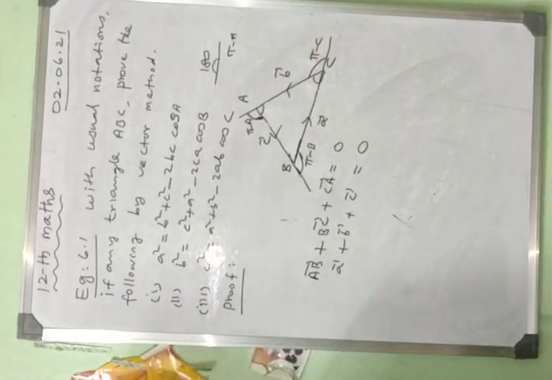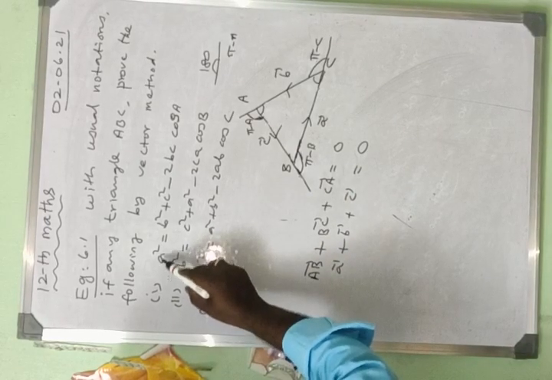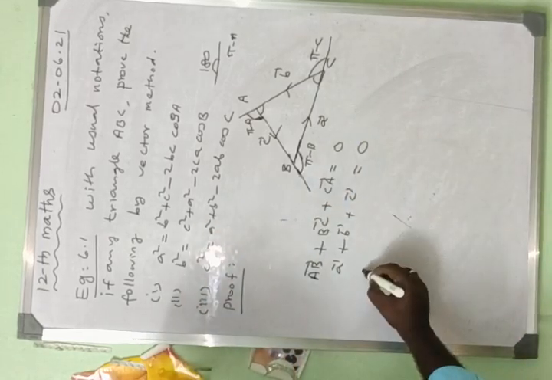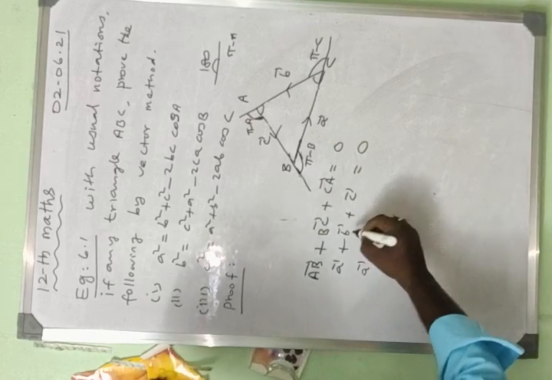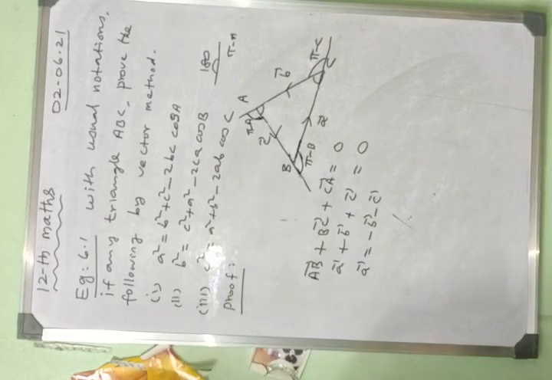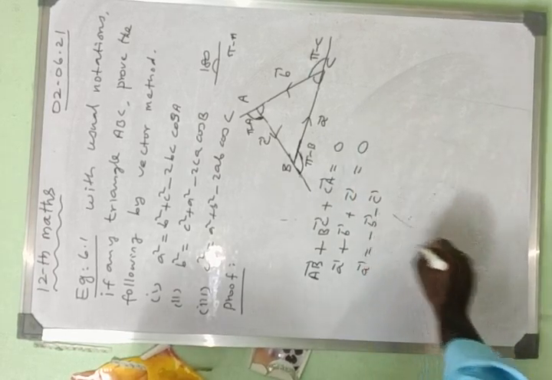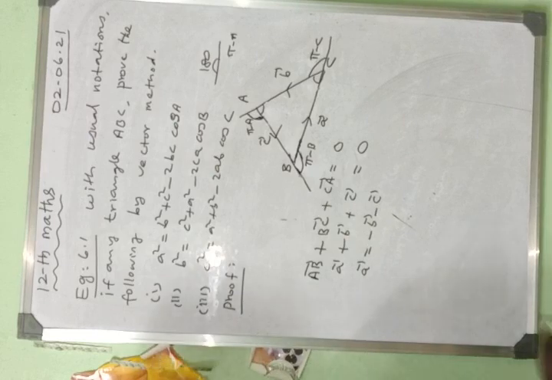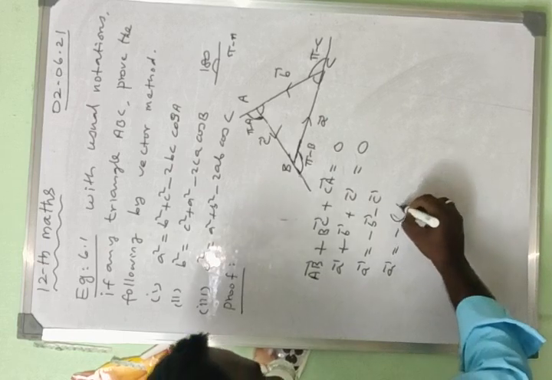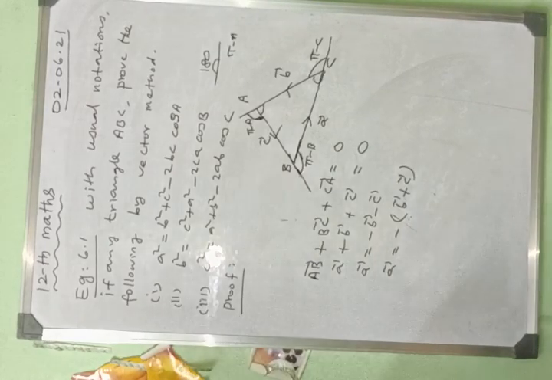Both are equal. Next, we want A square, which means we want A only on the left side. The B and C change to the right side. So vector A equals 0 minus vector B minus vector C, where 0 is nothing. So vector A equals minus B minus C. Here also minus, here also minus, so we take minus common. Vector A equals minus of vector B plus vector C, like this, right?